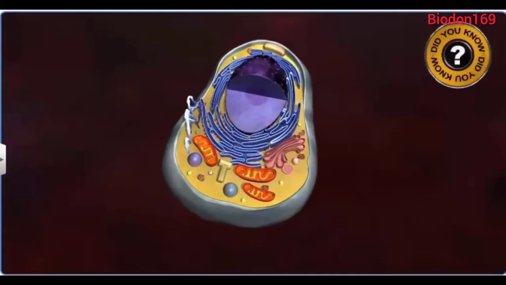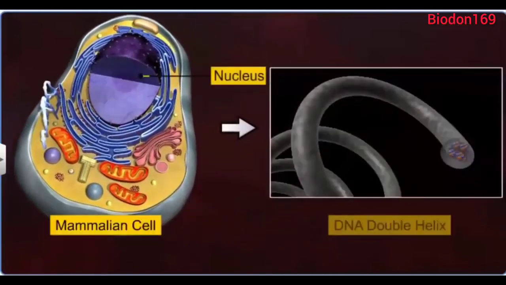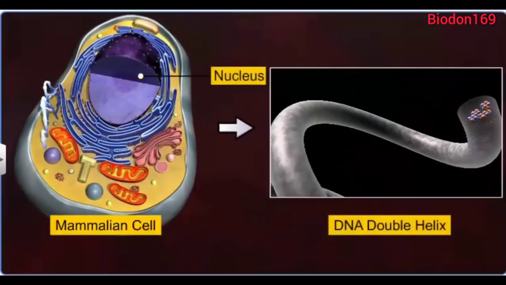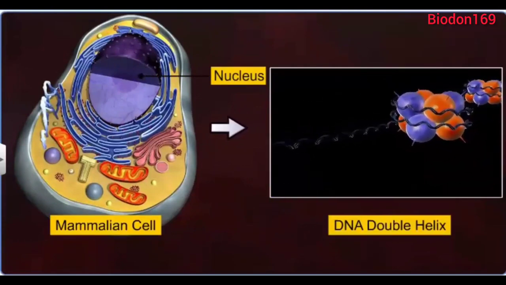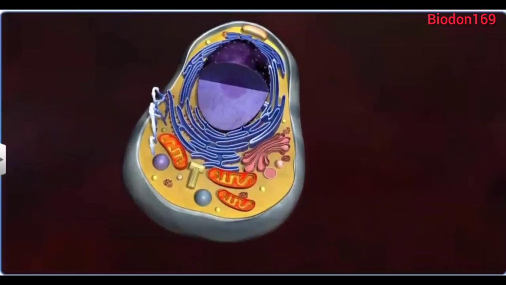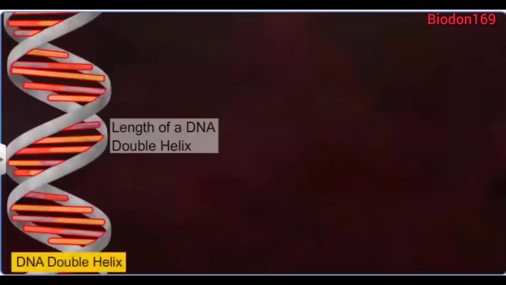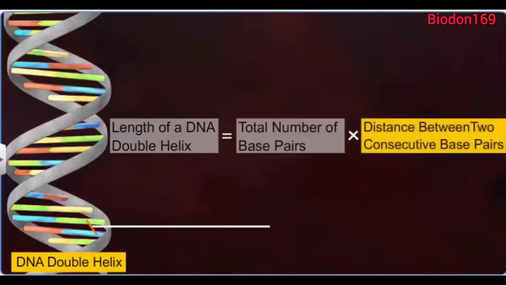Did you know that the length of a DNA, or deoxyribonucleic acid, double helix in a typical mammalian cell is about 2.2 meters? This length is obtained by multiplying the total number of base pairs present in the DNA double helix with the distance between two consecutive base pairs.